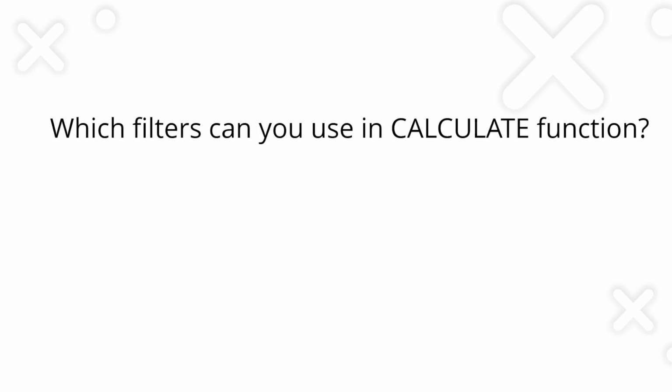Which filters can you use in your calculate function? So you can use multiple filters like column level filters. You can add values of your columns, like region equal to east, region equal to west, or you can have table level filters. You can use the filter function to filter a particular table, or you can use functions that alter the filter context like all function, or you can use remove filters, keep filters, etc.